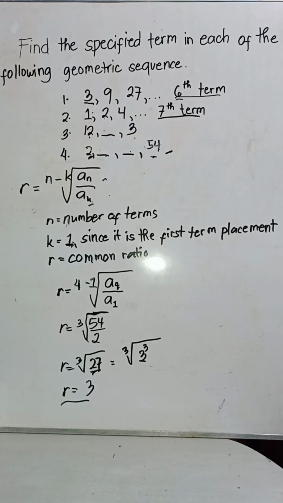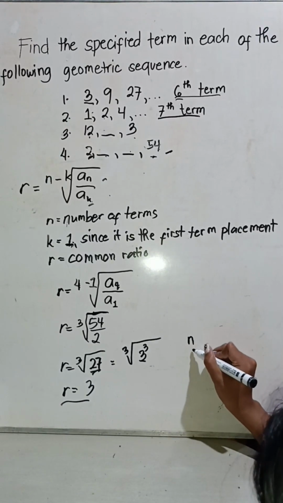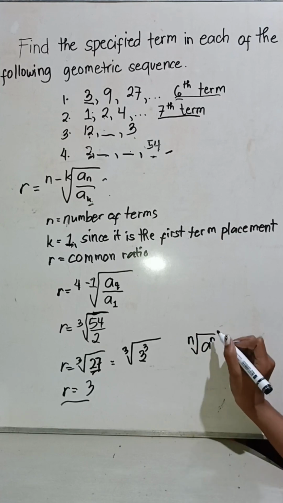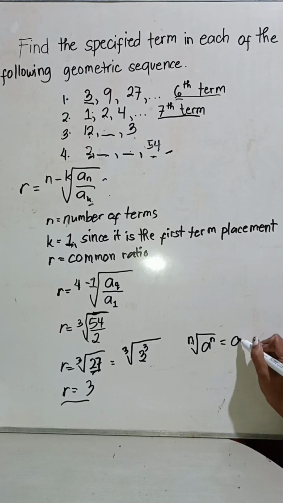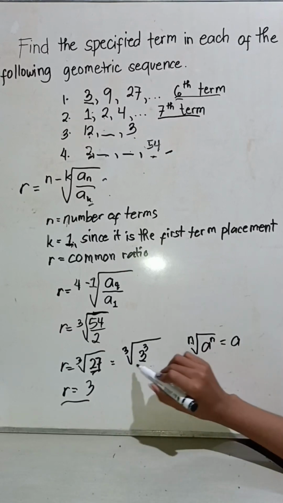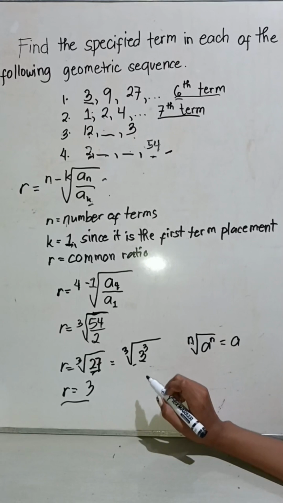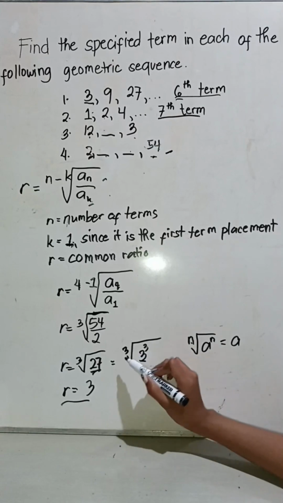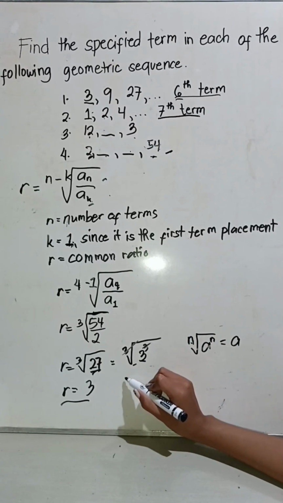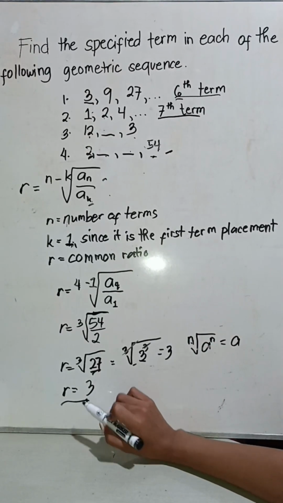Next, apply the radical rule. The radical rule is, the nth root of a sub n, so with the same exponent, it is equal to a. So, using this example, apply the radical rule. They have the same exponent, right? 3 and this 3. So it disappears. It becomes equal to 3. That's why our answer, our common ratio, is 3.